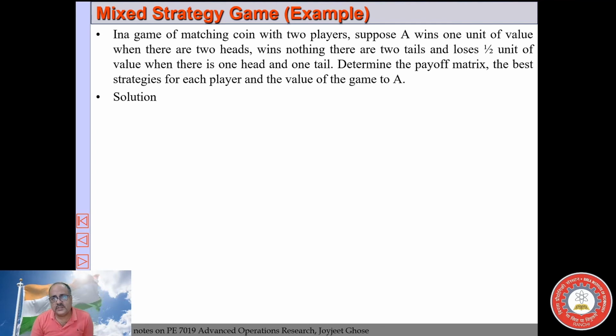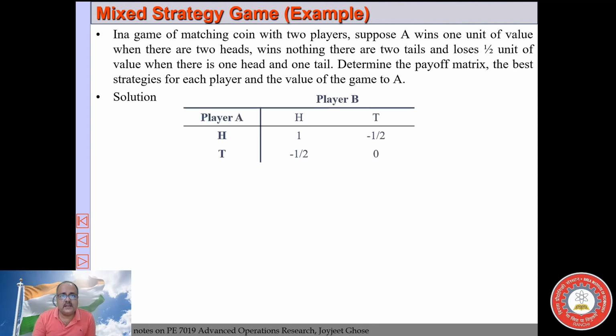So what the question is saying is that when you toss the two coins, if there are two heads, then A wins 1 unit, and if there are two tails, A wins 0. If one is head and one is tail, then A loses half unit. So first we'll have to find out the payoff matrix.